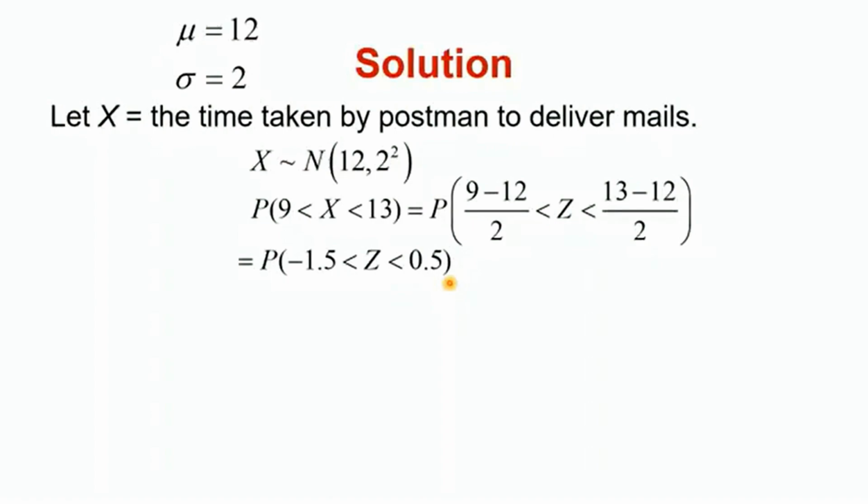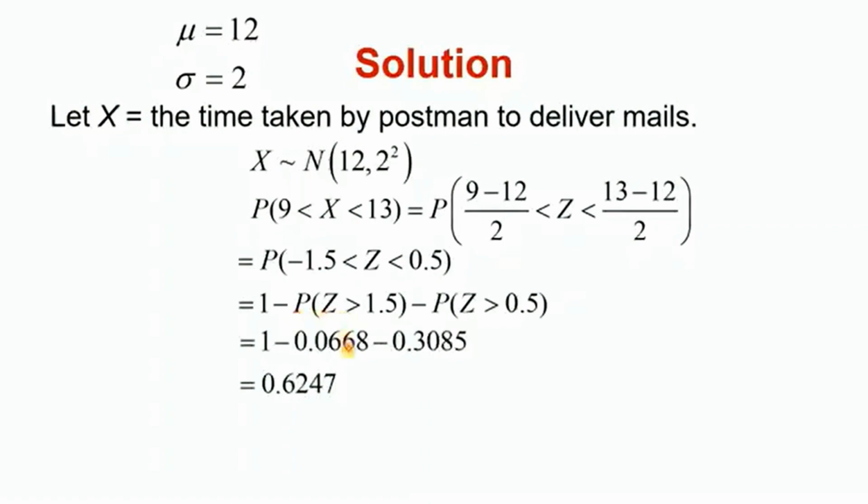One value is positive and one value is negative. So you need to consider that the total probability is 1, and also the symmetric properties of the normal distribution. Take 1 minus the probability of Z more than 1.5 and the probability of Z more than 0.5. These two values are obtained from the table: 0.0668 and 0.3085. Then you deduct these two values from 1, and you get the probability.